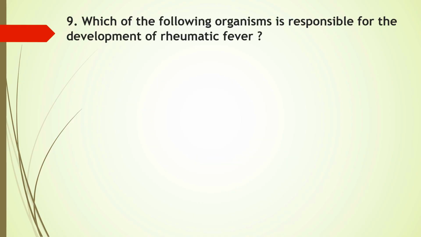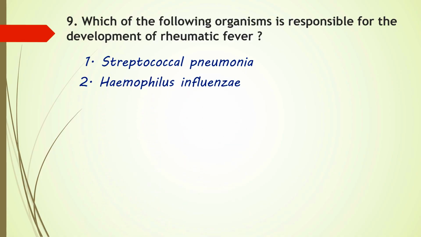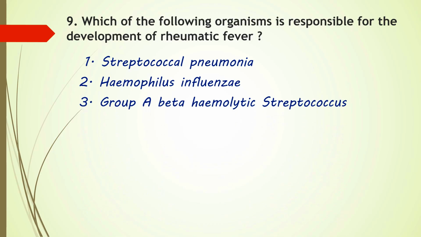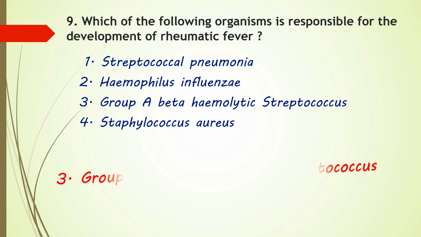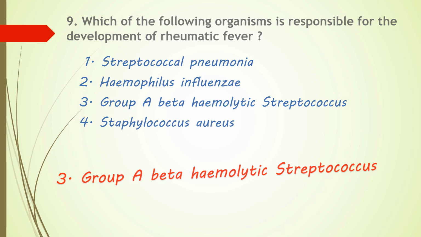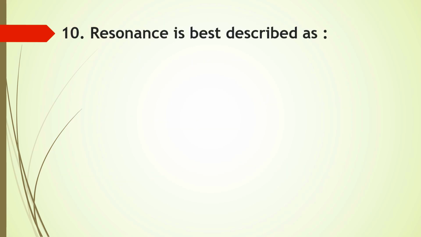Now the next question. Which of the following organisms is responsible for the development of rheumatic fever? Options are streptococcal pneumonia, Haemophilus influenza, group A beta hemolytic streptococcus or option 4 Staphylococcus aureus. For the development of rheumatic fever, group A beta hemolytic streptococcus is the organism, so option 3 is the correct answer.